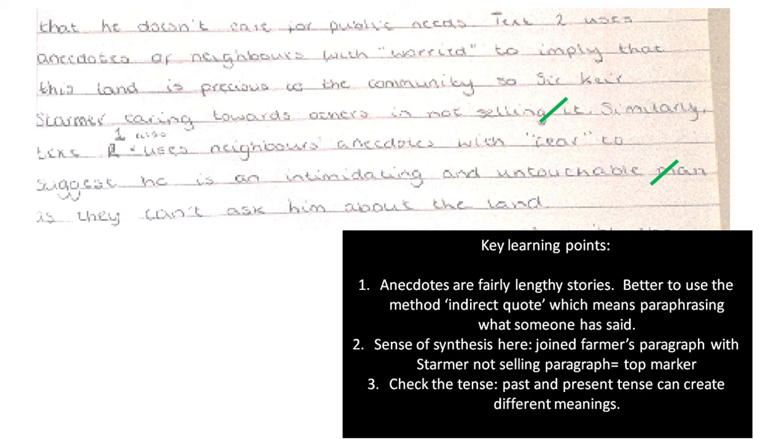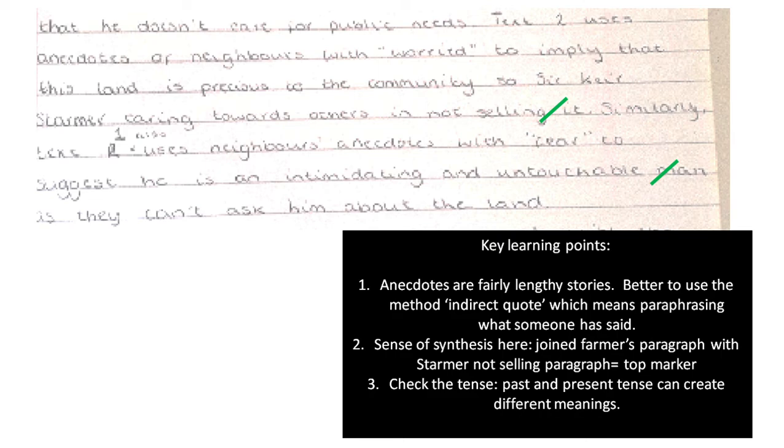There's really a sense of synthesis, I think, in the first point. So if you have a look at the text of text 2, the neighbours being worried is in one paragraph, and then the next paragraph goes on to say, however, Sir Keir Starmer is not going to sell it. So what this person has done is combined those two paragraphs to create this point, and that will help to get into those elusive 9-10 marks.